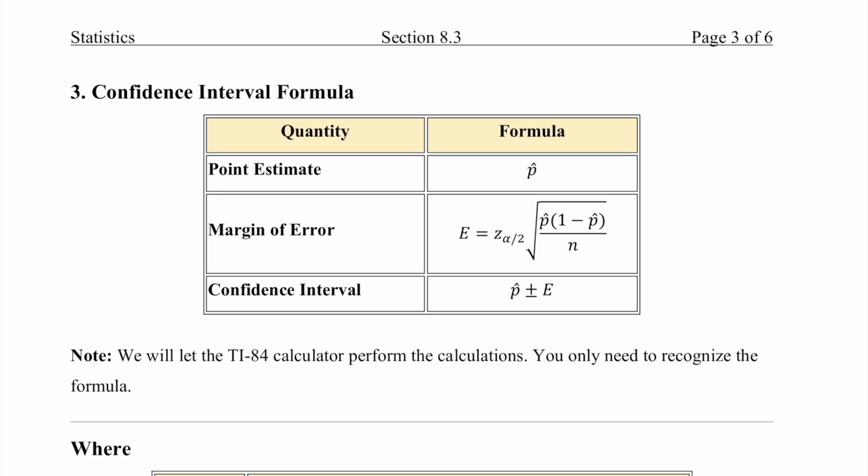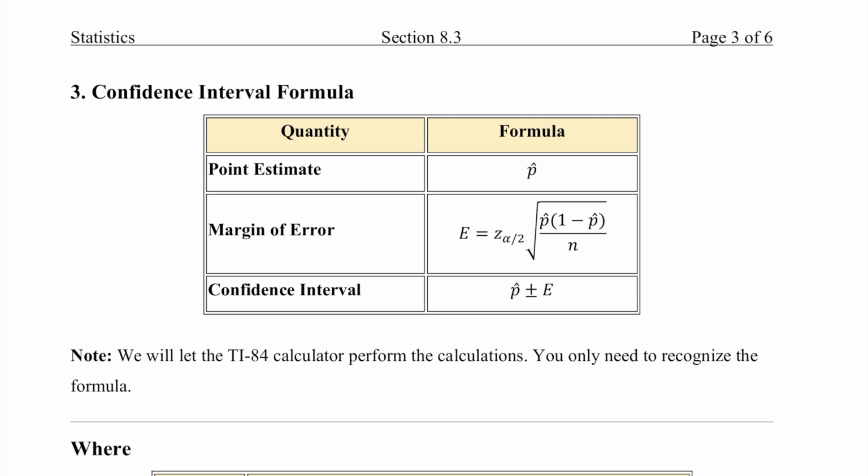Hi everyone, in this video, we'll look at the confidence interval formula for a population proportion. The good news is that the TI-84 calculator will do most of the calculations for us. Our goal is not to memorize every part of the formula. Our goal is to understand what the formula means and how to read interval notation. Let's begin.